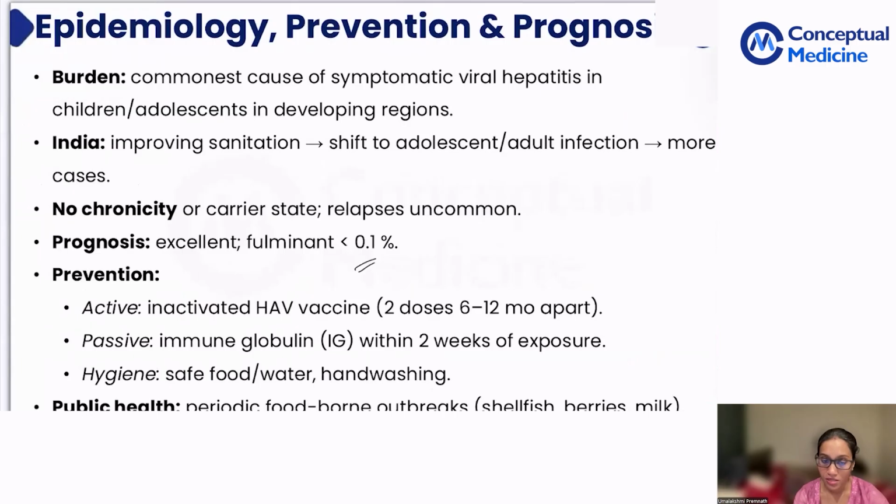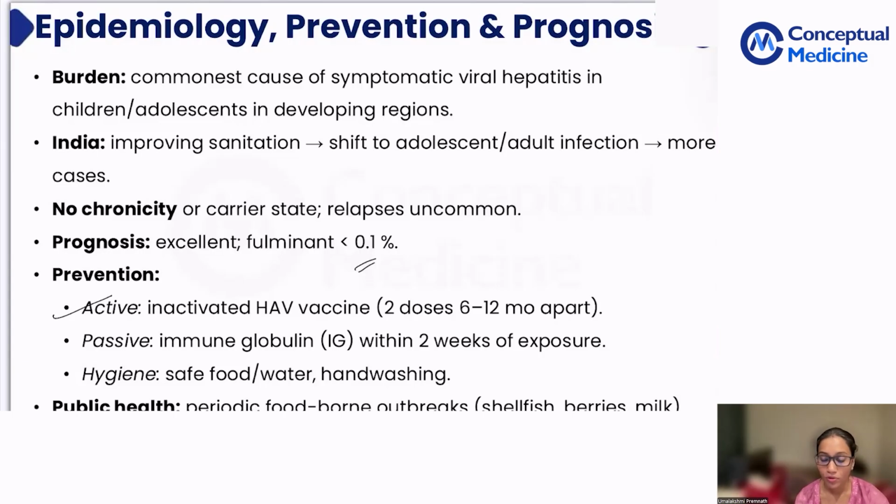Prevention: active and passive. What the studies say is that the vaccine is as effective as immunoglobulin. So you do not have to give immunoglobulin as such, but if at all you're giving it, you have to give it within 2 weeks of exposure. Otherwise, the vaccine is as effective. The vaccine is given as 2 doses, one stat and one 6 to 12 months later.